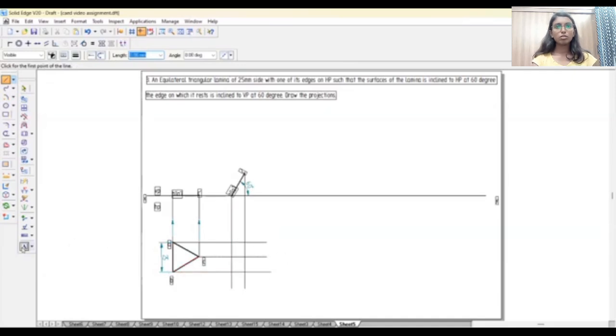Now this A is not visible when B is facing. If you see from this direction, you are not supposed to see A. So let's write A in bracket. So that is B dash and A dash in bracket, and C dash. C dash is directly visible.